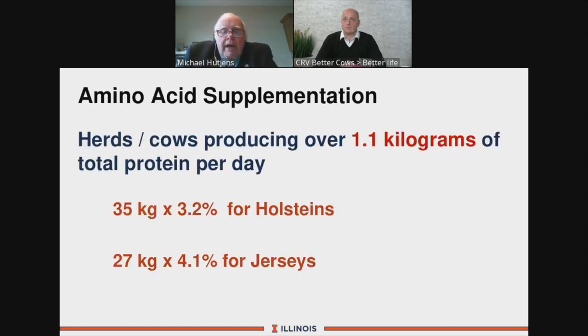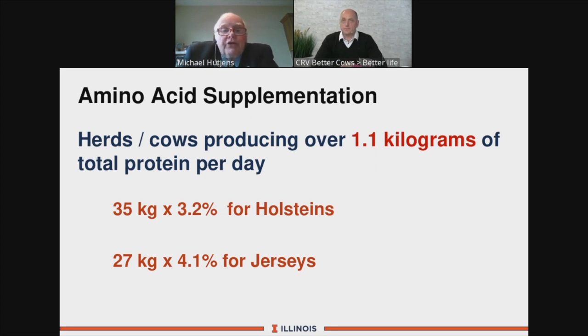So let's start wrapping up here because my time is just about gone. We're down to our last 5 minutes. And basically, when should we be looking at adding supplemented rumen-protected amino acids? And this is my guideline. Now, every one of you online today will have your guidelines. When will you pull the trigger?